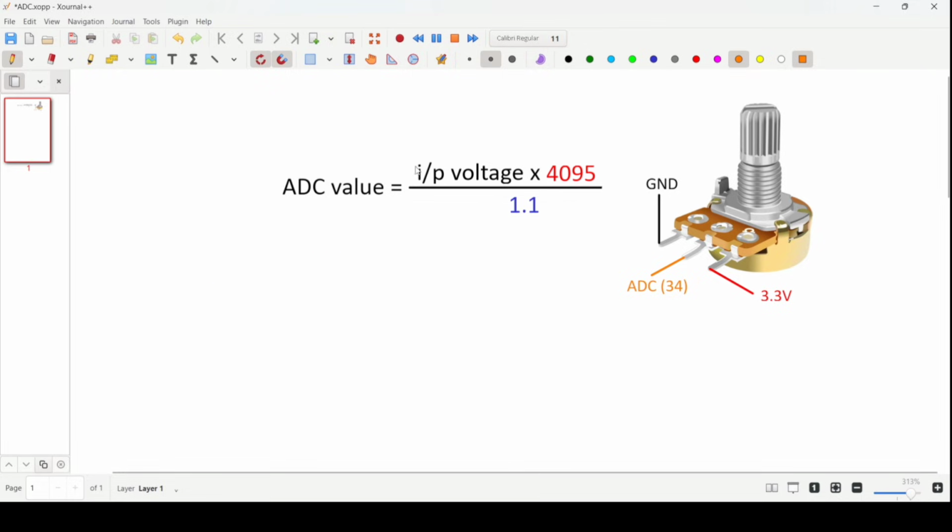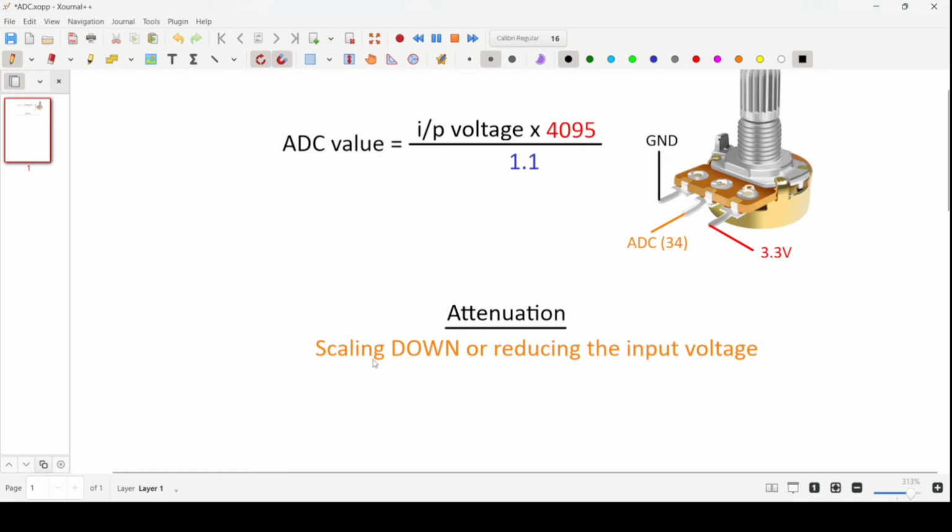Now suppose we provide an input voltage greater than 1.1 volt, then the ADC value will be greater than 4095. But you see that the analogRead function always gives the value 4095 and never crosses this value. So what is happening here? And the answer is attenuation.